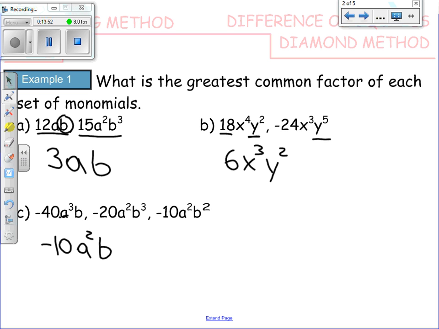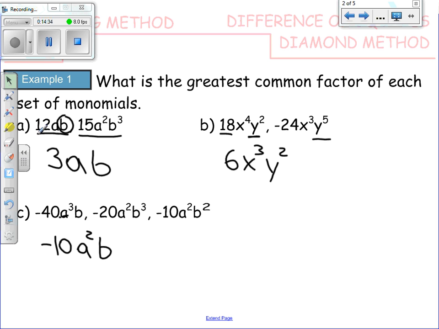So what you're going to have to do, I'm going to write it over here on the board. We're going to take negative 40, negative 20, and negative 10. Because they're all negatives, we know we're going to want to take out a negative, so our answer is going to be negative something. What you want to do is write out all the numbers that divide into these things. So, what divides into 40? You got 40, 20, 5, 2, 4, and 1.